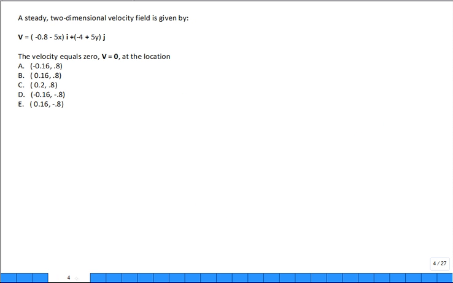The book has a number of great illustrations of those. Here's a problem. A steady two-dimensional velocity field is given by, and they use v. Sometimes the bolding indicates a vector, but it's hard to show, right? So bold v, or v with the arrow on top, that's a vector notation, is equal to something in the i plus something in the j. The something in the i is minus 0.8 minus 5x. So it's a function of x, but not y.